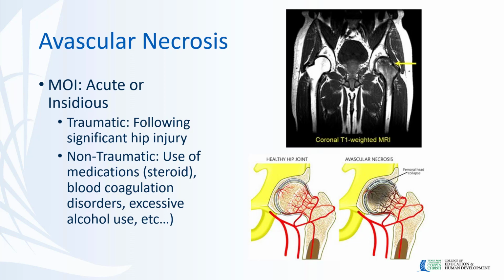Traumatic avascular necrosis typically occurs following a significant hip injury, such as a dislocation. Non-traumatic avascular necrosis most frequently occurs after the patient has used specific medications, such as steroids, suffers from blood coagulation disorders, or uses alcohol excessively, among other secondary causes.